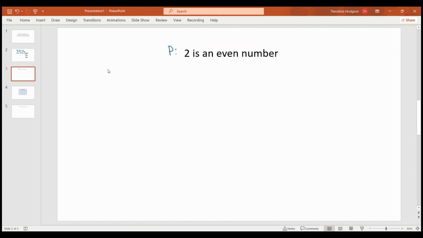What we're going to do is assume that the negation of P is true. The negation of P would be that 2 is odd. So we're going to assume that 2 is an odd number. So if 2 is odd, then we know that 2 must equal 2k plus 1, where k is some integer.